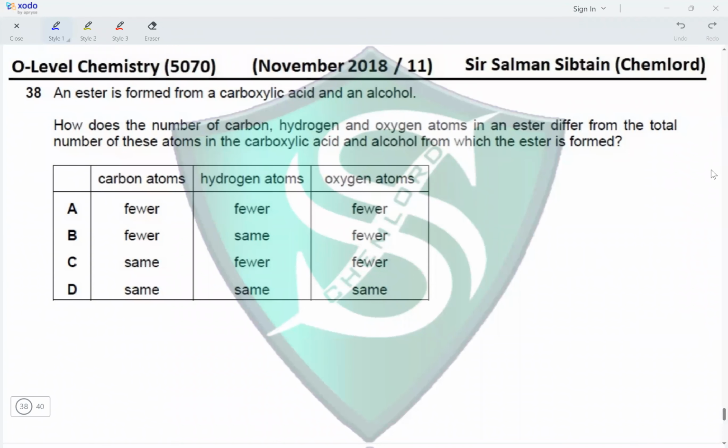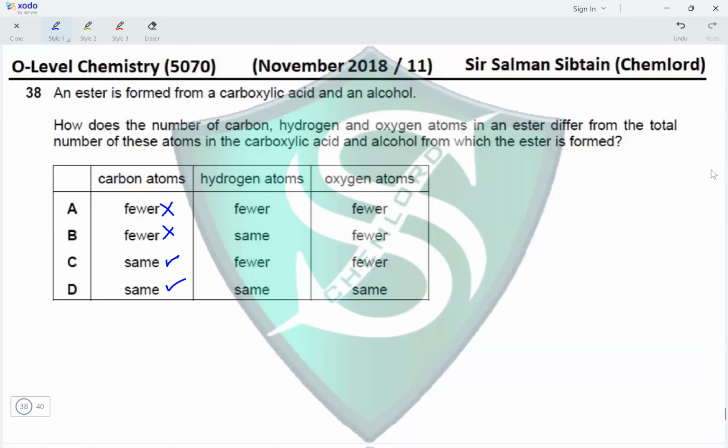Question 38. An ester is formed from a carboxylic acid and an alcohol. How does the number of carbon, hydrogen, and oxygen atoms in an ester differ from the total number of these atoms in the carboxylic acid and alcohol from which the ester is formed? Okay, so nothing happens to the number of carbon atoms. All the carbon atoms in the carboxylic acid along with the alcohol are present in the ester. So the number of carbon atoms remains the same. This eliminates options A and B.